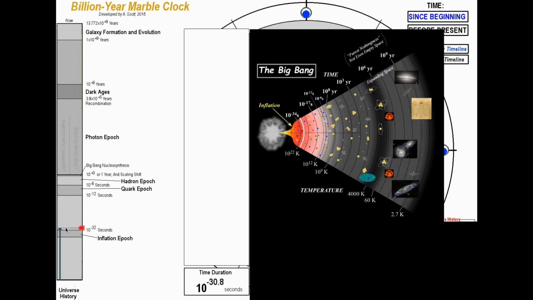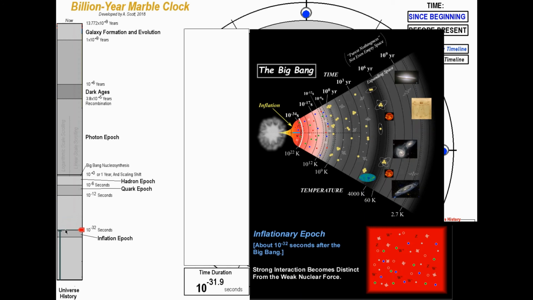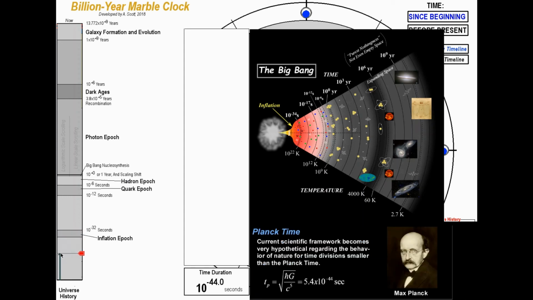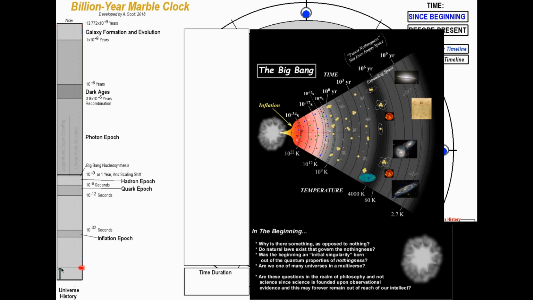We are now at the doorsteps of the very beginning. At about 10 to the minus 32 seconds, the universe expanded extremely rapidly, according to inflationary theory, which is part of the Big Bang model. At times of 10 to the minus 44 seconds, an extremely brief amount of time, there are more questions about the nature of things than answers. We are at the very precipice of the beginning of everything.